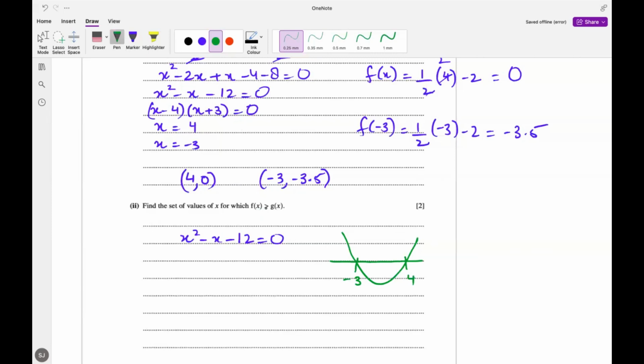Now when it says f of x is greater than g of x, it means we are looking for values of x that will give the result greater than 0. Now we know that this is the positive region and this is the negative region. We can see that moving forward from 4, this will be greater than g of x. So we'll write x is greater than 4, and going backwards from minus 3, it will give us a positive value. So x will be less than minus 3.